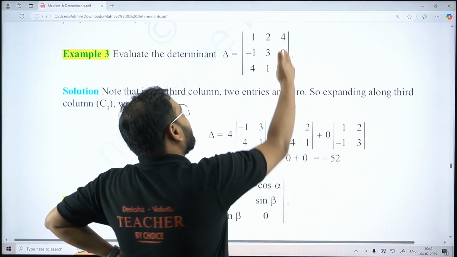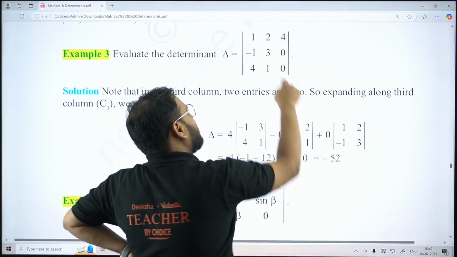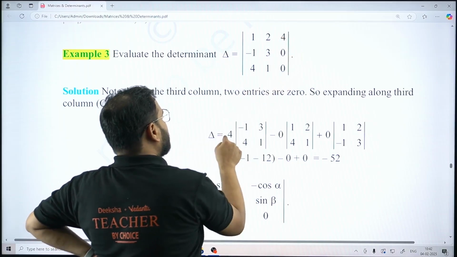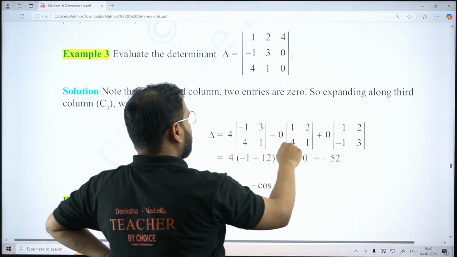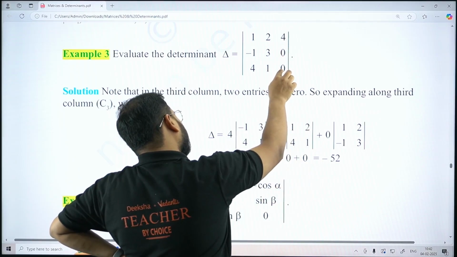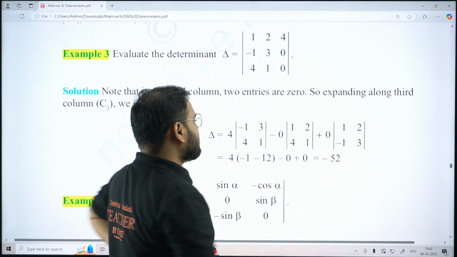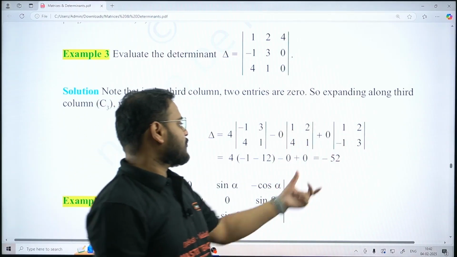See, as I said, we're opening with 4, 0, 0. Column number 3. Why, sir? There are more zeros over here. That's why. Okay, so with 4, A13 is positive. A23 is negative, so there's a minus sign over here. A33, sir, the last element in the third row, third column, is positive over here. This will become 0 because 0 into anything will be 0 only, right? So this is 0 simply.